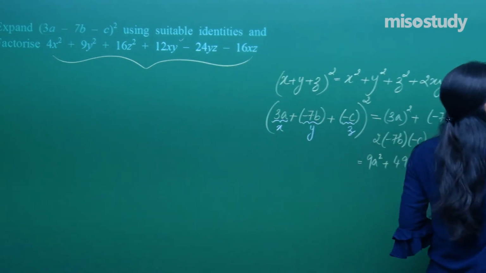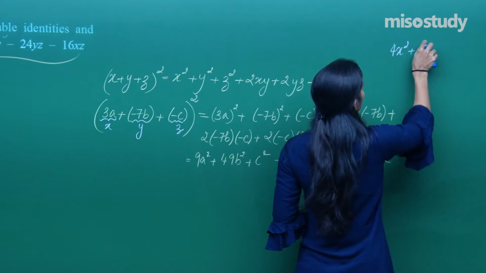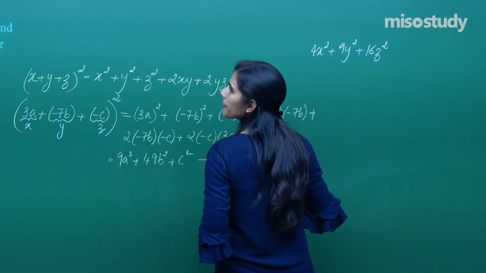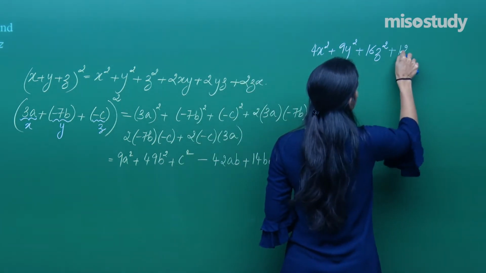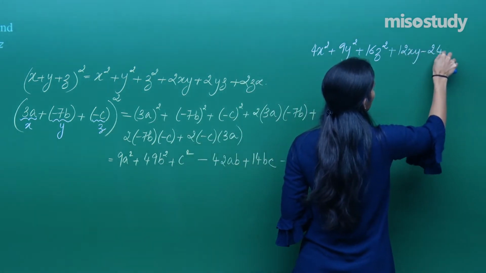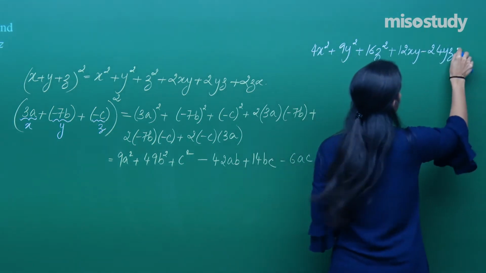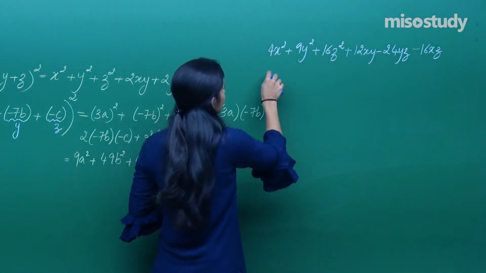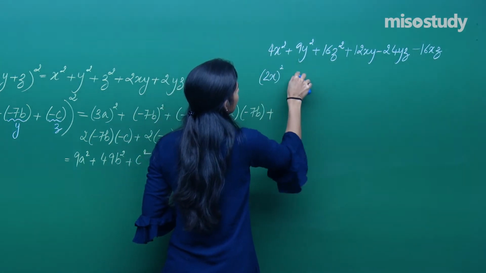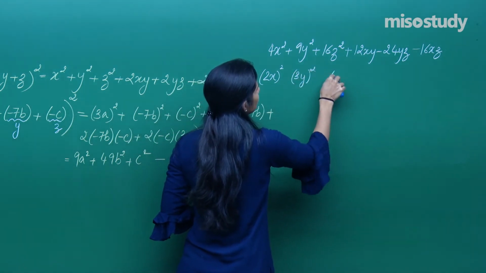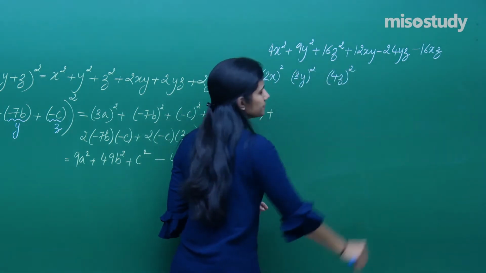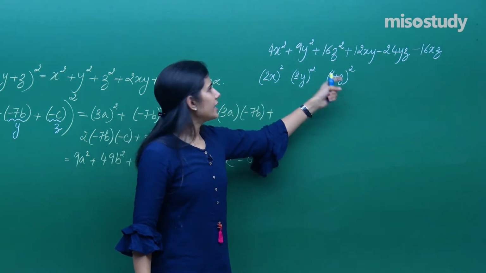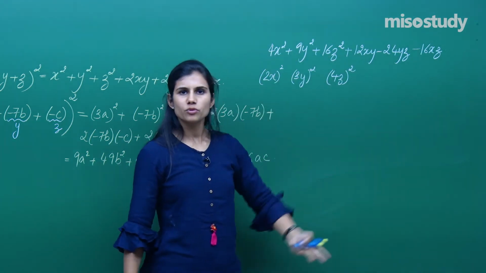So what do you have? You have 4x square plus 9y square plus 16z square plus 12xy minus 24yz, and then you have minus 16xz. Of course, I can write this as (2x) whole square, this as (3y) whole square, and this as (4z) whole square. But can I say I can take this as my a, this as my b, this as my c, and write this entire expression as (a plus b plus c) whole square?